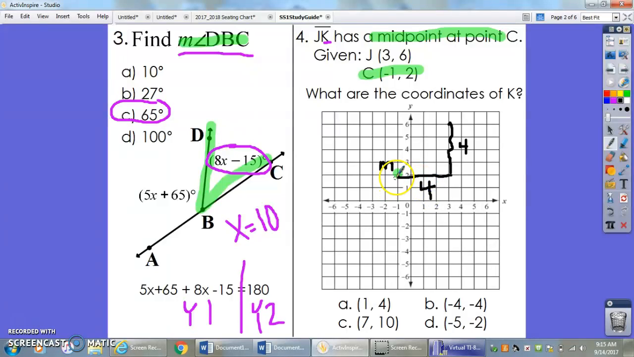So all I have to do is repeat that pattern going down this way. I'm going to count down 1, 2, 3, 4, and to the left 1, 2, 3, 4. Here's my other endpoint right here. So the other endpoint is at -5, -2. So my answer is D.